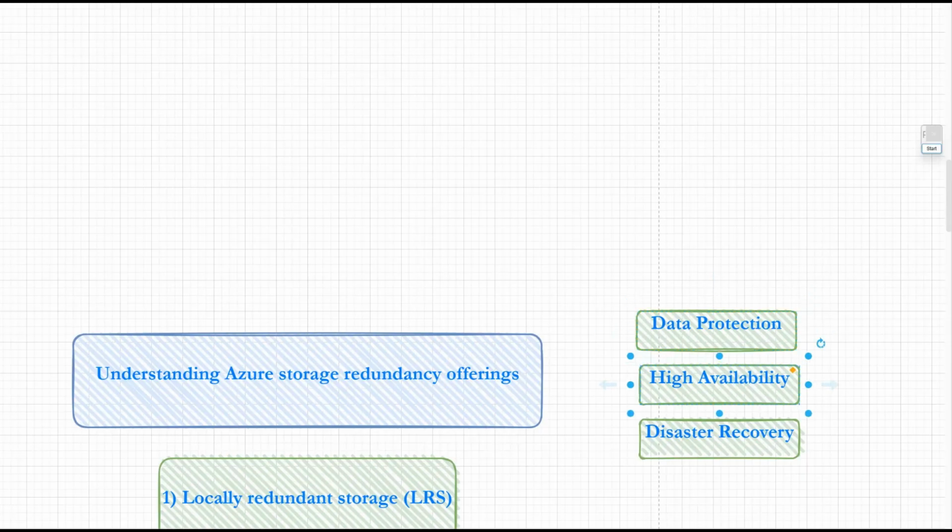The next one would be high availability. By replicating the data, redundancy ensures that your applications can access the data with minimal downtime, even during disruptions. So high availability is the second most important factor. Then the third one is disaster recovery. In the event of any regional disaster, certain redundancy options allow you to be protected from data failures by storing that data in a secondary region. So it facilitates swift recovery and continuity of your operations.